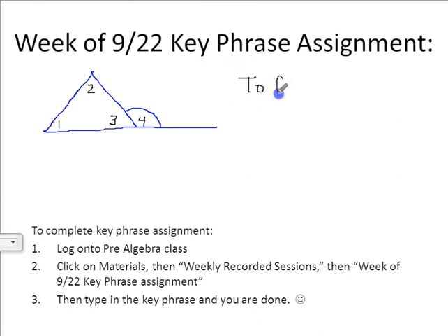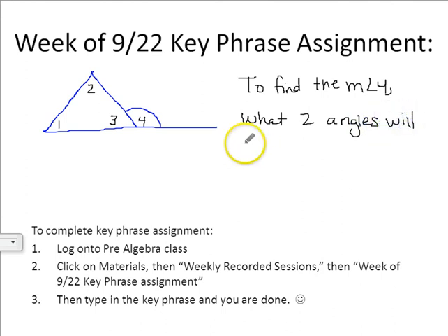So to find the measurement of angle 4, what two angles will you add together? So this is all about the exterior angle theorem that we just talked about. And just tell me the numbers. Which two angles will you add together?